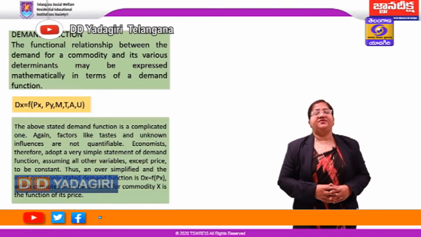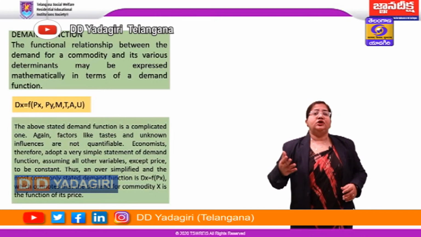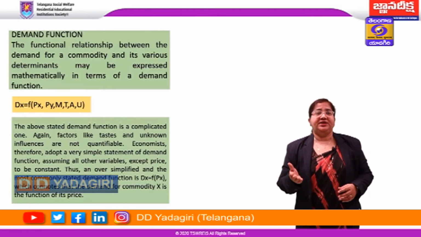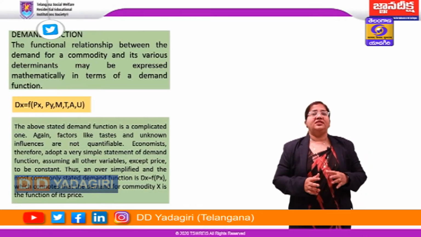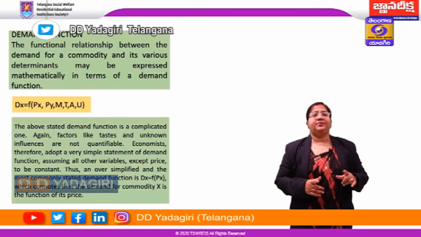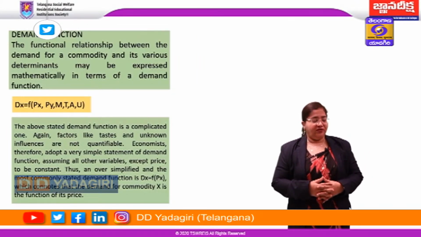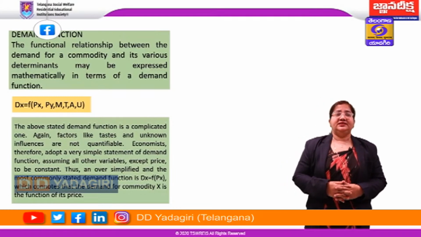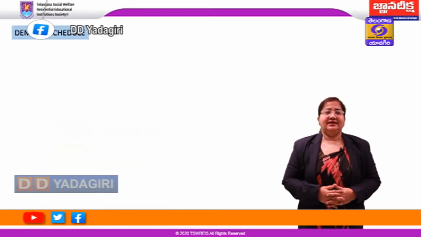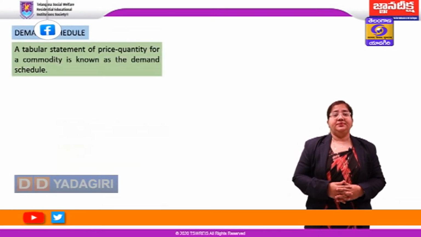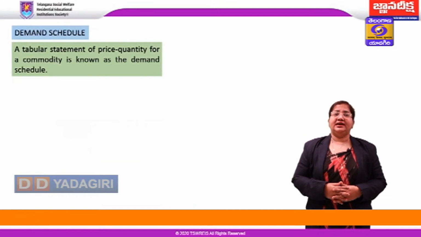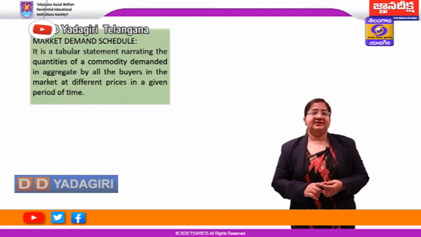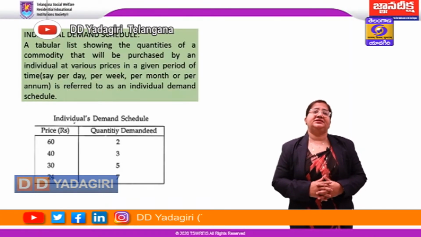So this demand function is very important when we learn the law of demand, because the law of demand is based on this demand function where all the other determinants remain constant except price and demand. Now we'll move to the next topic, that is the demand schedule. So here a tabular statement of price and quantity for a commodity is known as demand schedule. There are two types of demand schedule, that is individual demand schedule and market demand schedule.